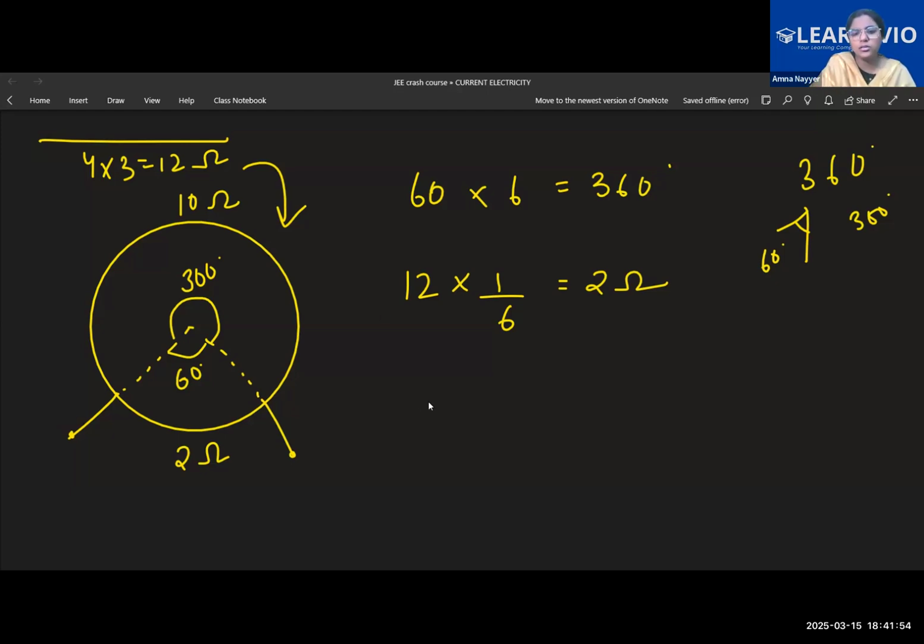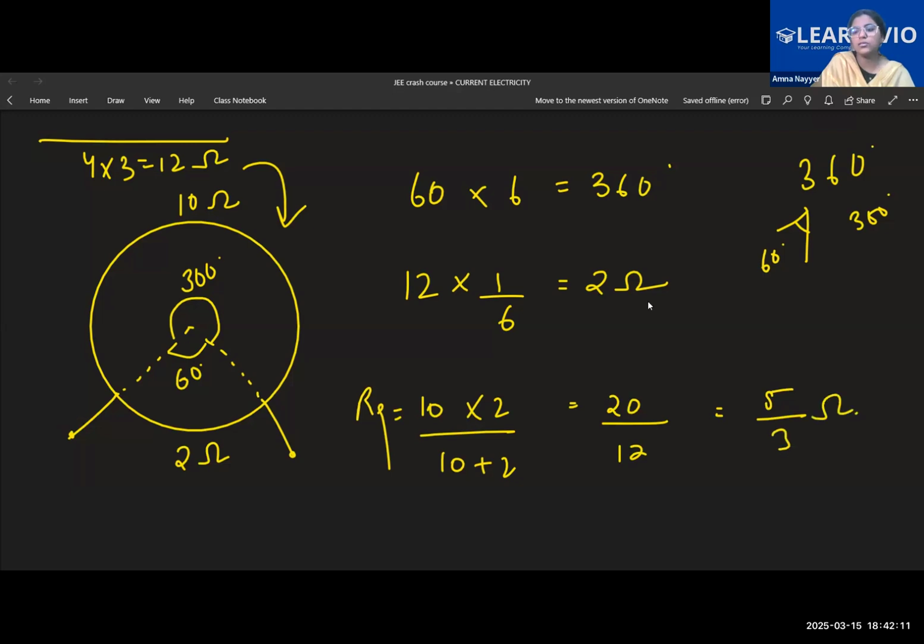See now, R equivalent will become 10 into 2 by 10 plus 2. So this becomes 20 divided by 12, right? 5/3. Yes. So this will be the answer. Write it.